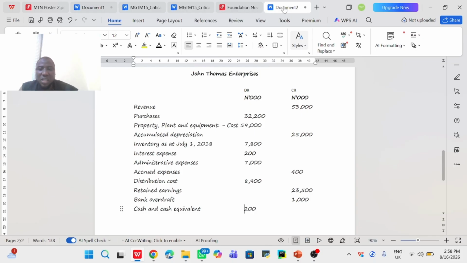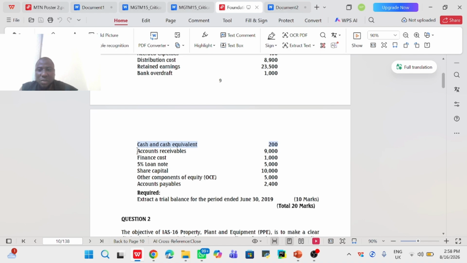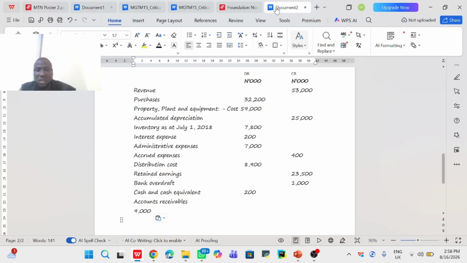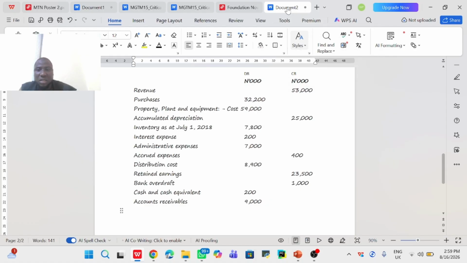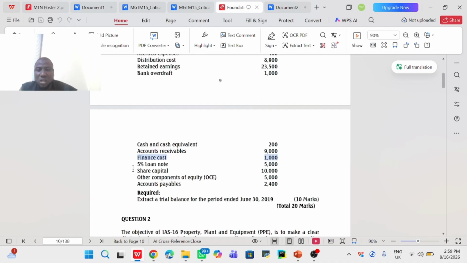We have cash and cash equivalents. This is a current asset. All assets will be on the debit side according to the double entry principle. Account receivables is a current asset too. Current assets will be on the debit side. Finance cost. Finance cost is an interest, and interest is an expense. It will be on the debit side. This question is very simple. The next question in our next video will be tougher, harder than this.